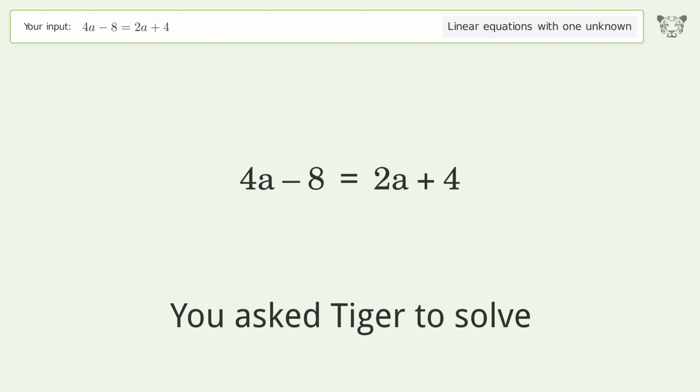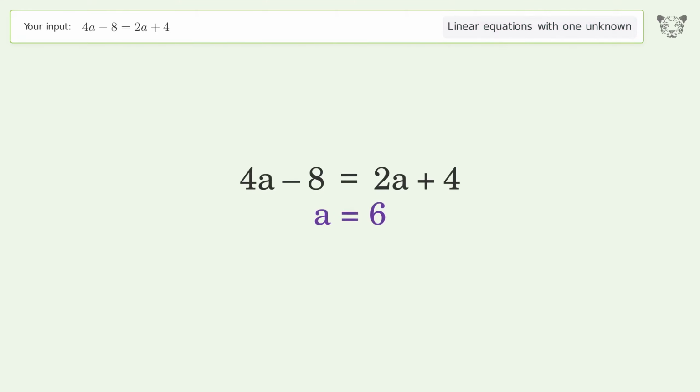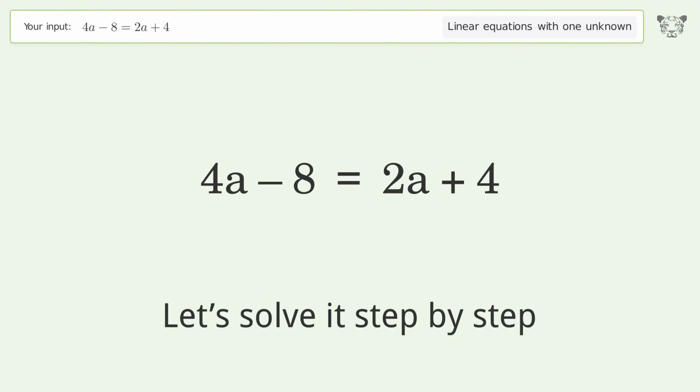You ask Tiger to solve. This deals with linear equations with one unknown. The final result is 8 equals 6. Let's solve it step by step.